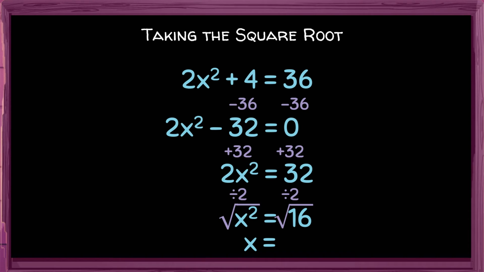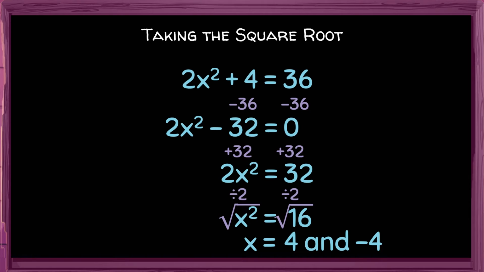What's the square root of 16? This is the tricky part we saw in our earlier problem. 4 squared is 16, and negative 4 squared is 16, so our answer is positive 4 and negative 4. That's right, Bones. We have two answers here, a positive one and a negative one.